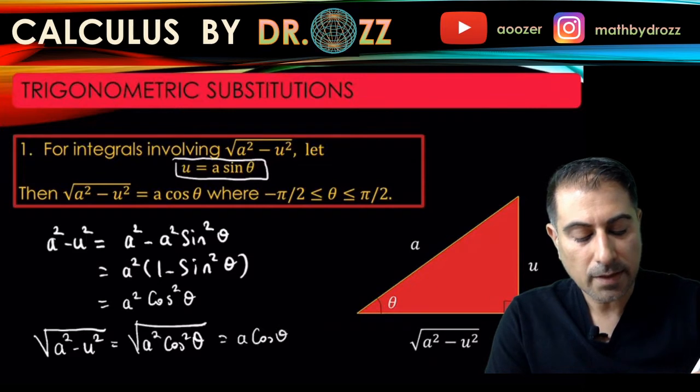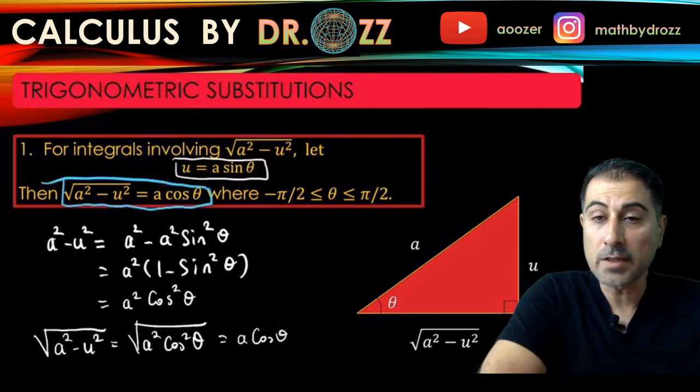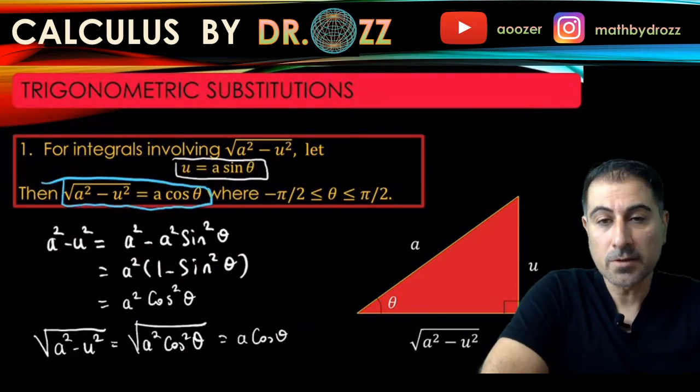So this way, as you see, I can get rid of the square root of the difference of squares completely, and I can rewrite that expression in terms of a trig function. In this case, it's a cosine theta.